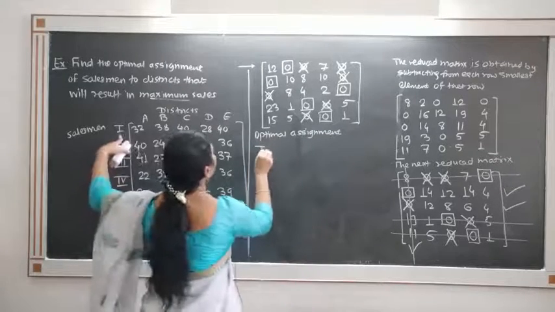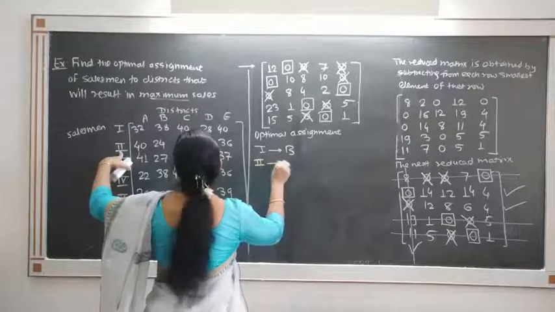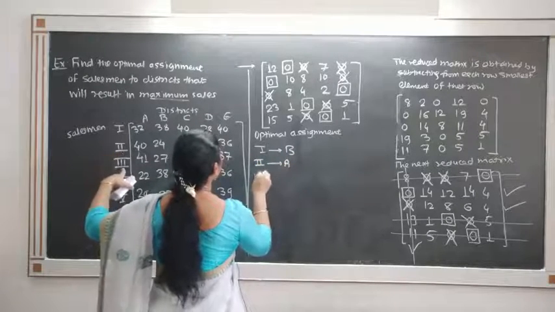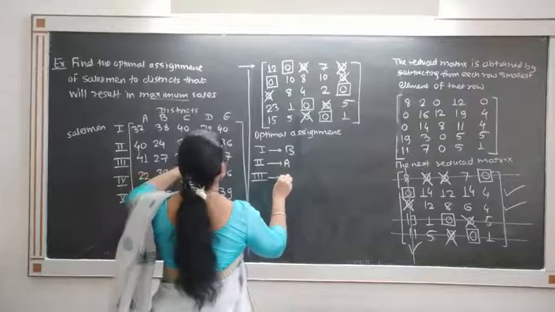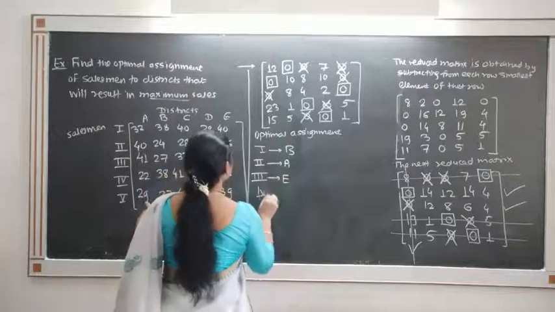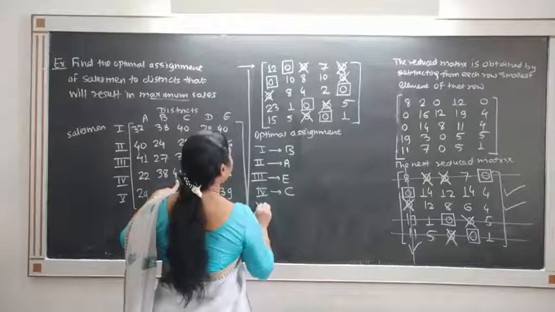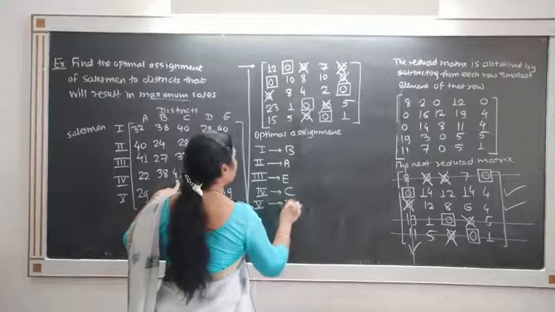The salesman 1 is assigned to city B, 2 is assigned to city A, 3 is assigned to city E, 4th is assigned to city C, and 5th is assigned to city D.